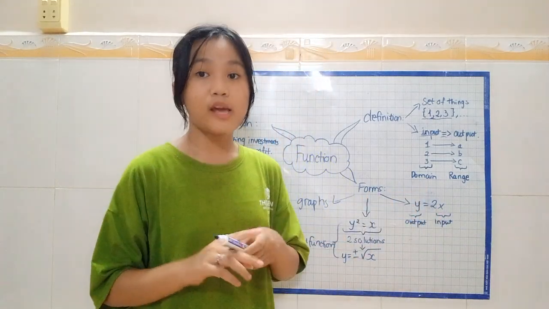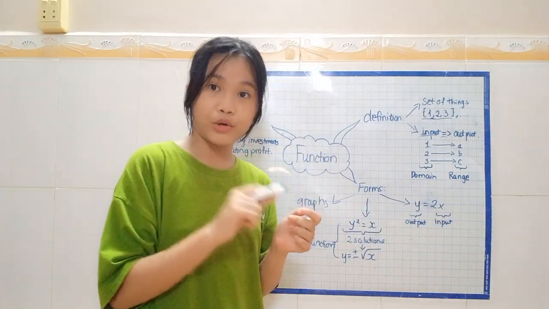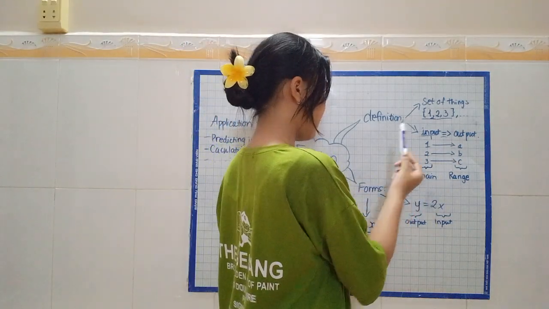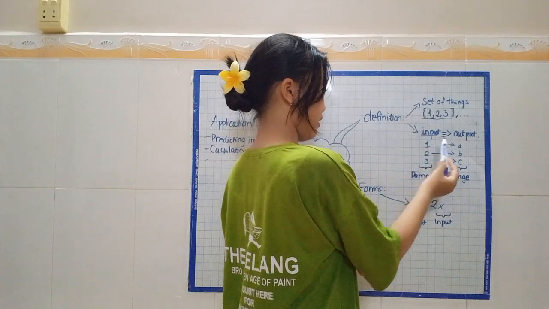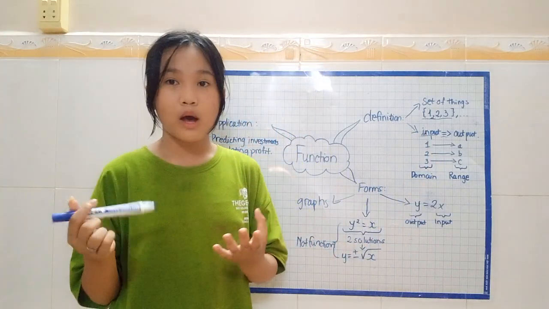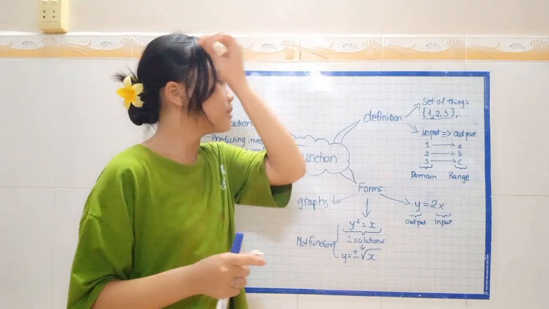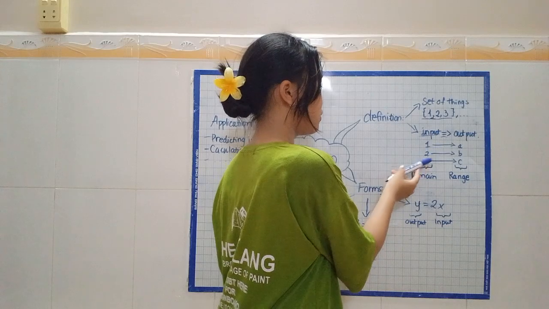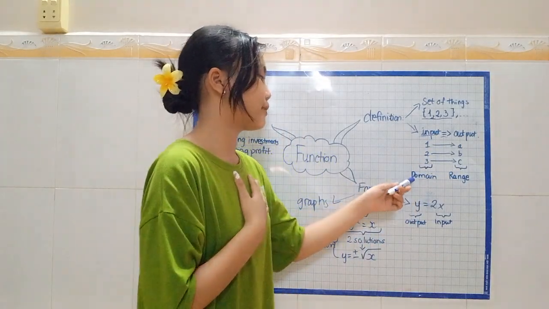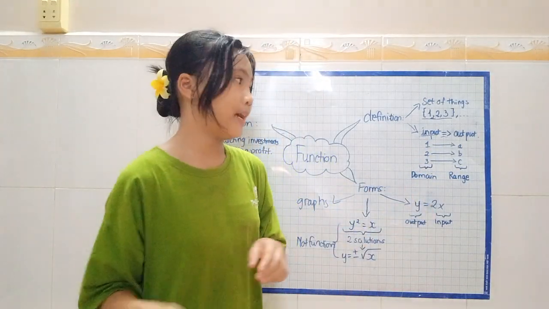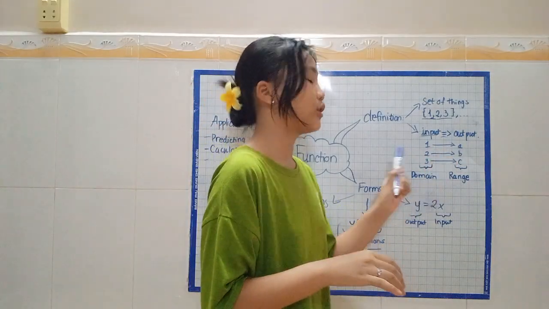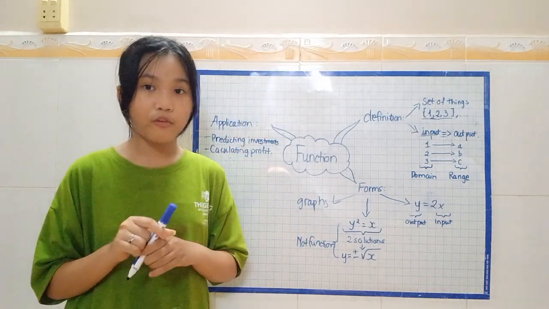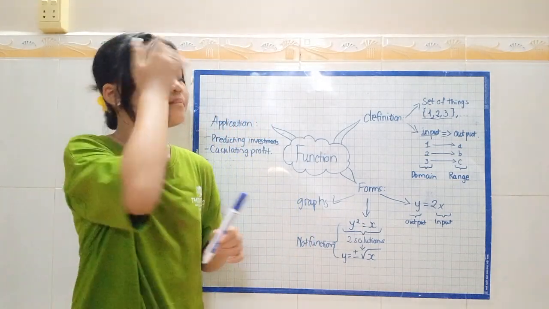So output is usually the answer to that whole input, which is the whole operating part. We usually call the input, these 1, 2, 3, etc., the domain. And the output could sometimes be called the range.